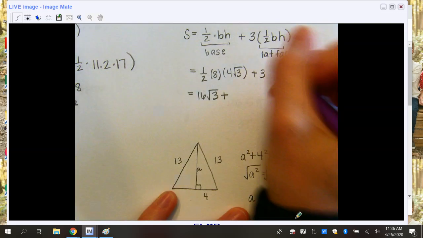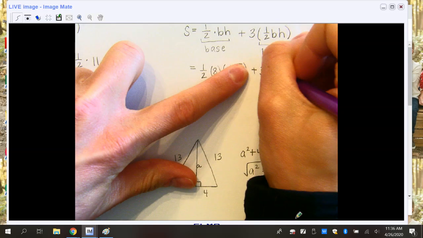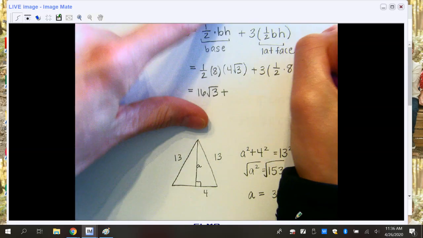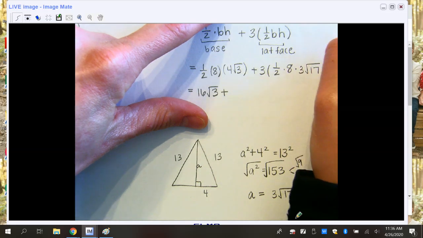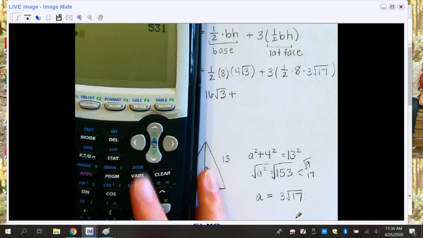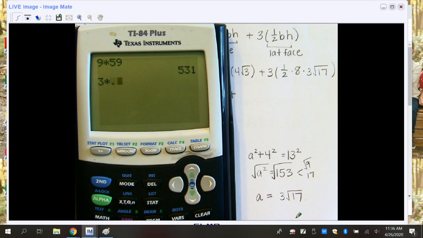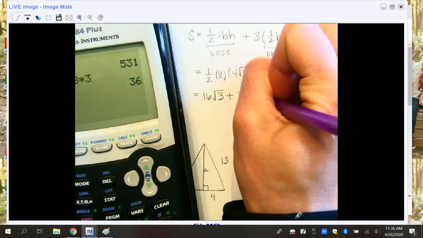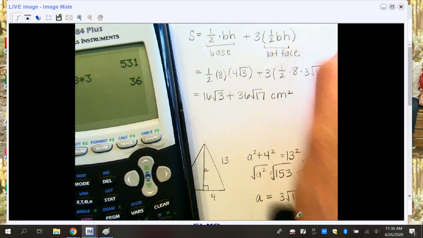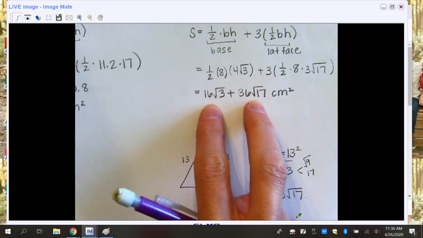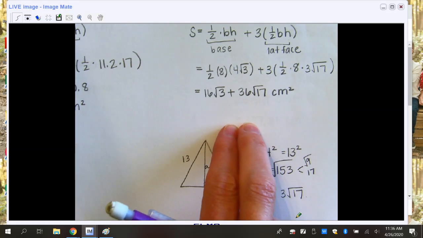And so that means that when I go to find the area, I have 3 of these triangles, so 1/2, the length of the base is 8, and then we just found the height to be 3 radical 17. So just like I did here, I'm going to multiply the number parts together. 3 times 1/2 times 8 times that 3 on the outside is going to be 36 radical 17. Now, since these radicals are not the same, we've got radical 3 and radical 17, we actually cannot add these two together to make them one radical.